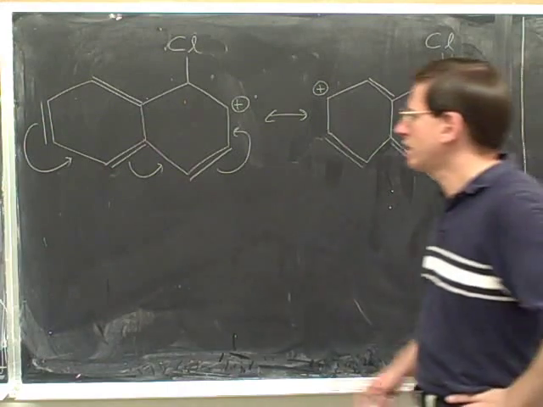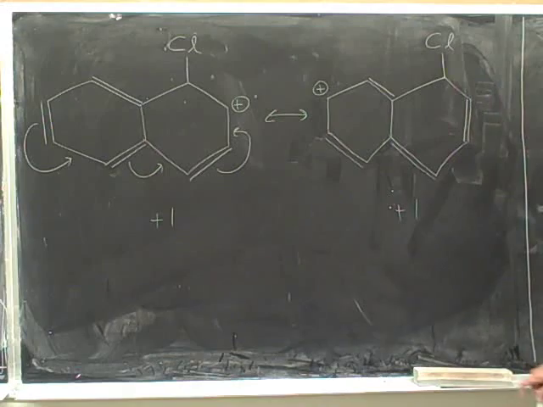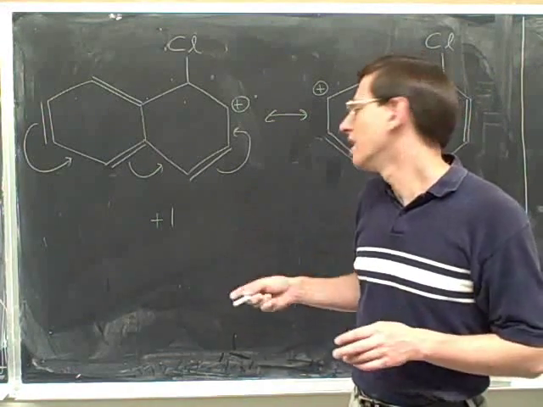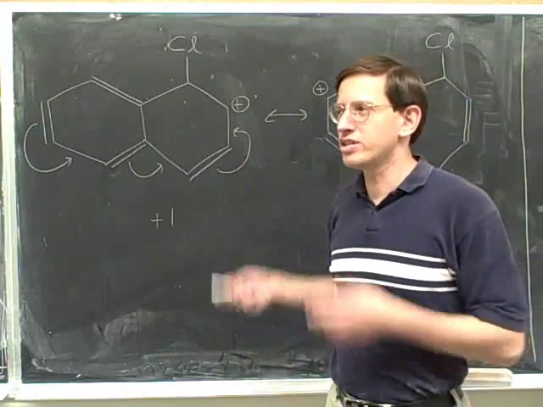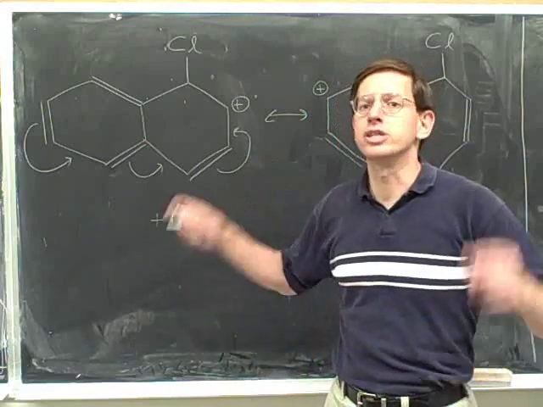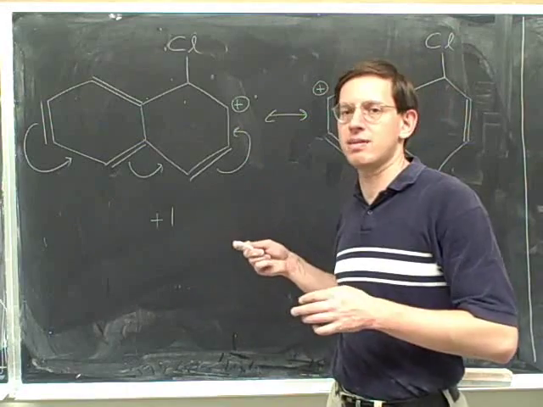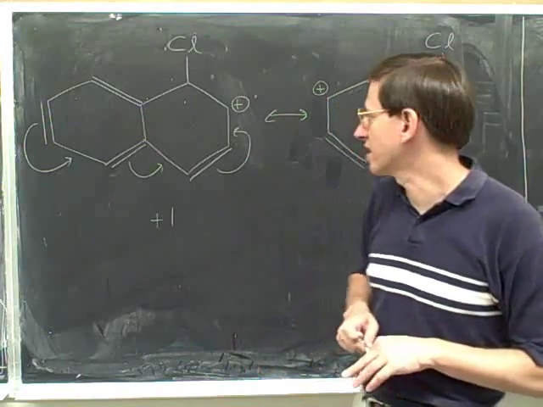Now we have to check the net charge. Here we have a net positive 1 charge. Here we have a net positive 1 charge. So those balance. What would we do if we ever got to a case where the net charges didn't balance? If the net charges didn't balance, that would mean we screwed up. If you did the resonance structures correctly, the net charges should always balance. If you ever find a new resonance structure that does not have the same total charge as the previous one, you made a mistake, and then you better go back and see where your mistake was.